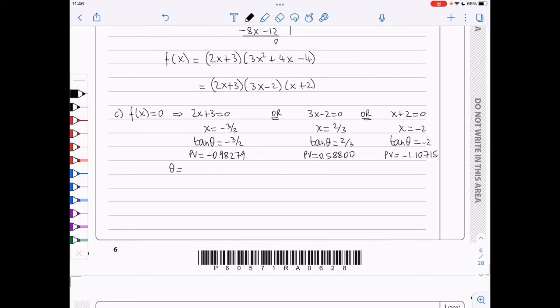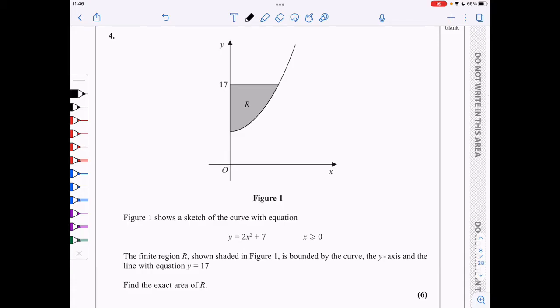So theta is minus 0.98279 plus pi n, or theta is 0.58800 plus pi n, and theta is minus 1.10715 plus pi n. And the only solutions that are between pi over 2 and pi are 2.03 and 2.16. In question 4, we are being given a graph, y is 2x squared plus 7.